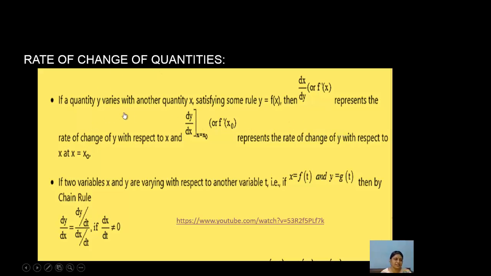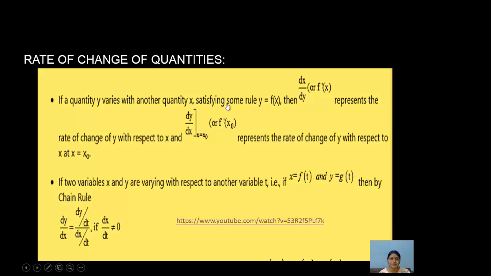Next, see the definition of the rate of change of quantities. If a quantity y varies with another quantity x, it means there is some change in y with respect to x. For example, velocity. The velocity formula is speed upon time. After some interval of time, there is a change in the speed. That is what velocity is.